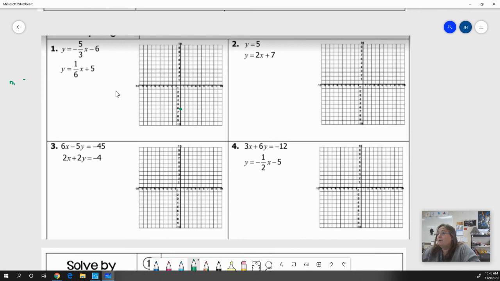My m equals -5/3. I can either go up 5 and -3, or I can go down 5 and +3. I think I'm going to go up 5 because look, I'm running out of room if I try and go down 5. So I'm going to go up 5 places. 1, 2, 3, 4, 5. And then I'm going to go -1, 2, 3 places. So I know my next point will be right there.